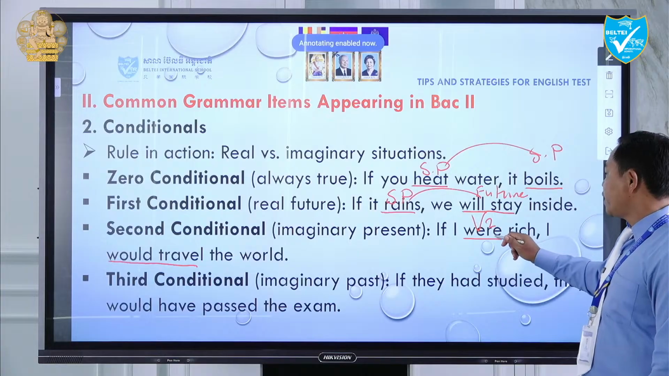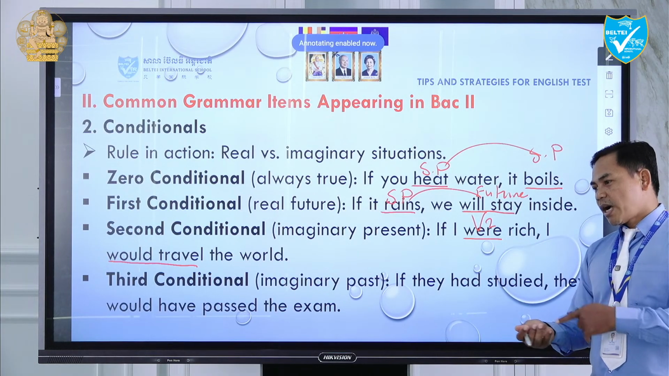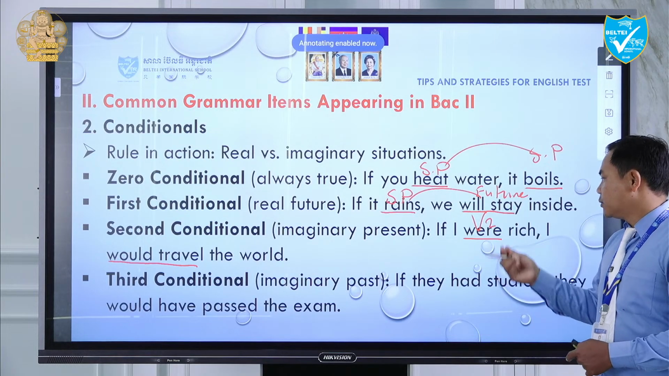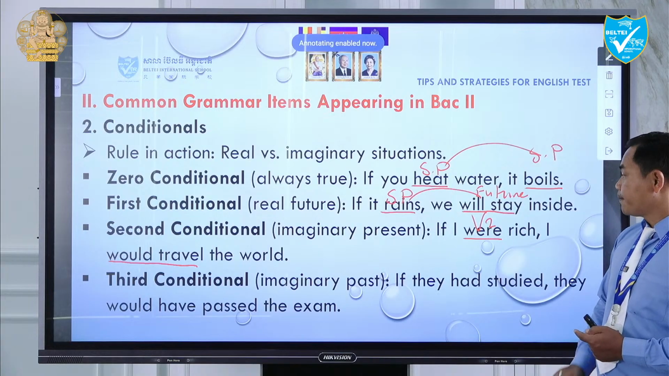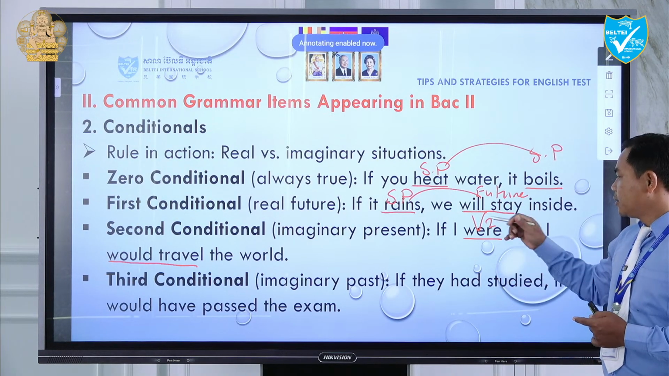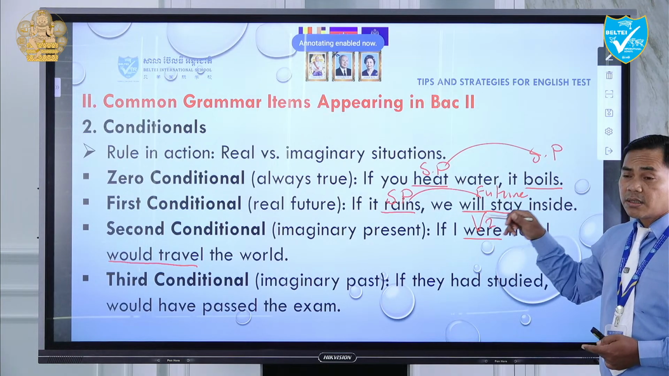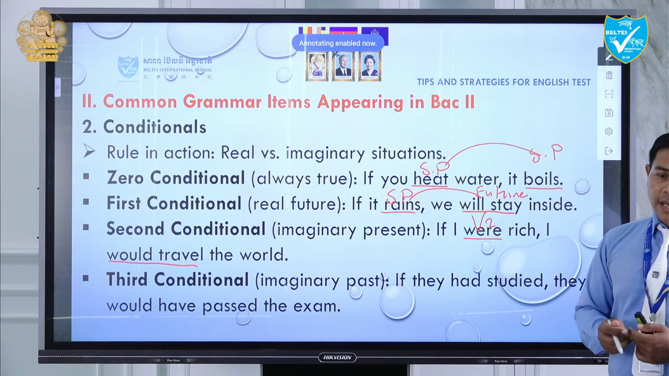Alright, how about were here? When you use past, you say I was, but how about were? This is a grammatical rule that you have to remember. With the subject pronoun I, we must use were in conditional, not was. It's like past tense.